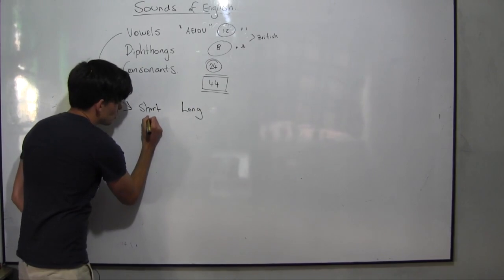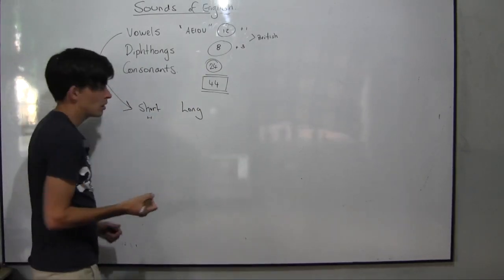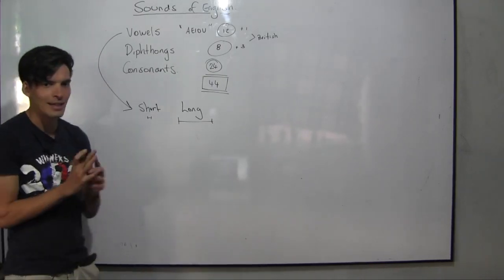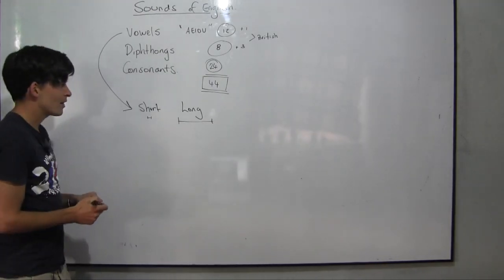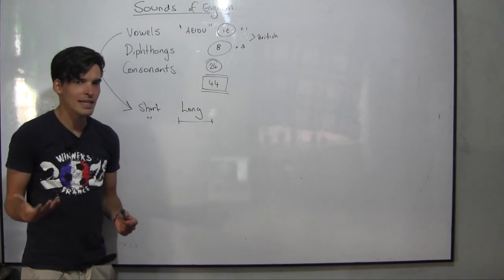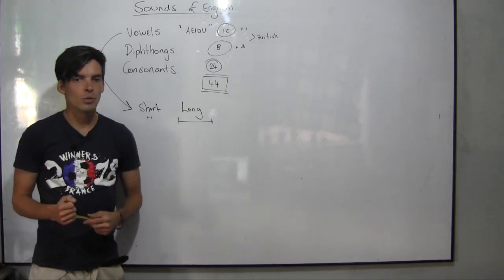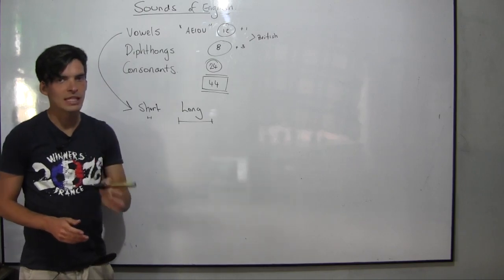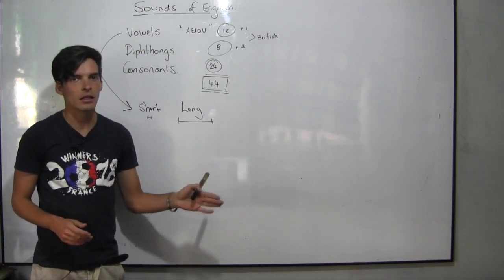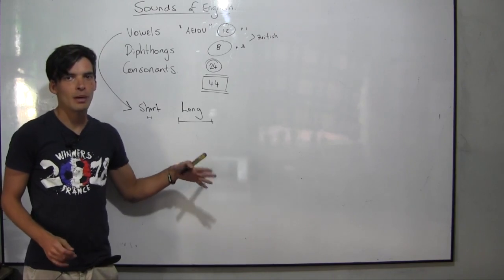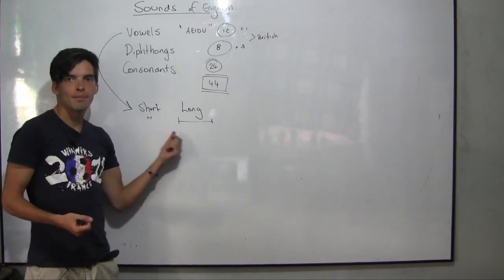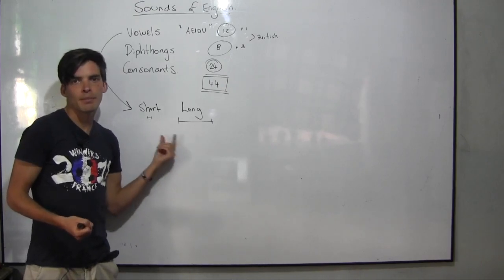Okay? So short, okay? And long, like that. Short and long. So this is quite unique to English. We don't have this in Spanish. In Spanish, it's more, every syllable is more or less the same length. Ba, ba, ba, ba, ba, ba, ba. But in English, we have ba, ba, ba, ba, ba, ba, ba, ba.